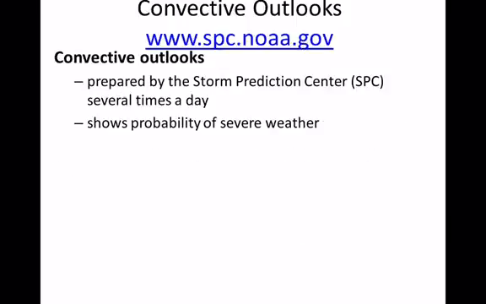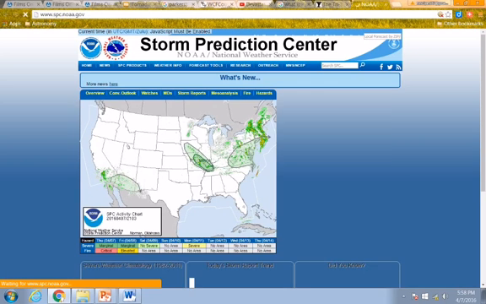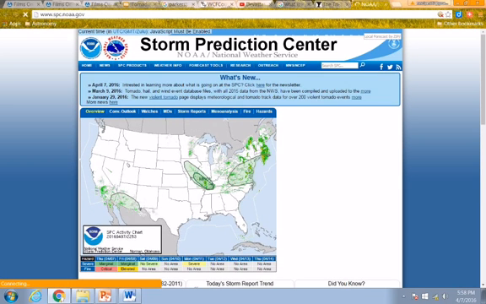So those convective outlooks, we'll take a look at this one. This should be the current one. MRGL stands for marginal. So that means, of course, if we are right here, we're kind of on the other side of marginal. But there's all sorts of different ways to look at this.